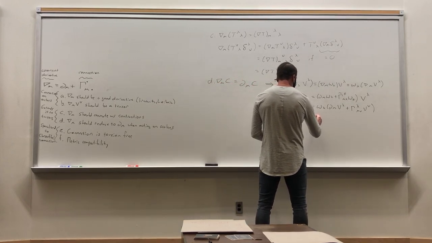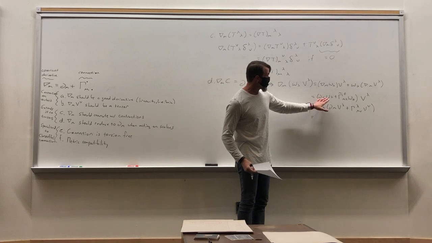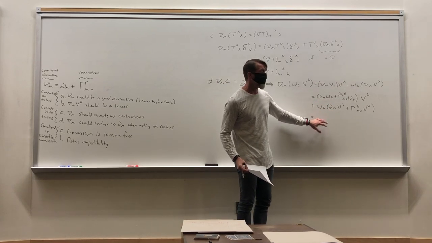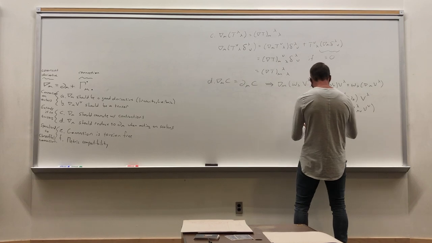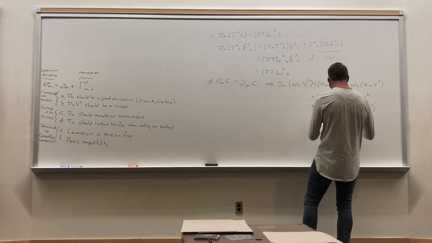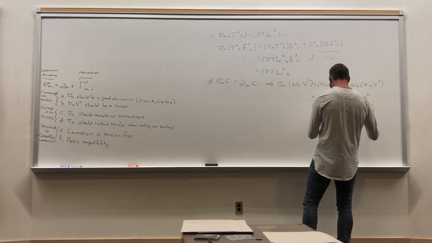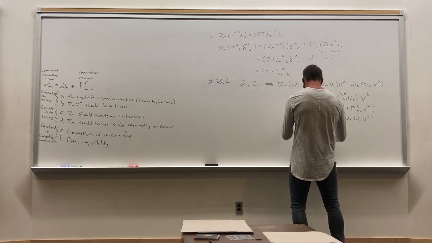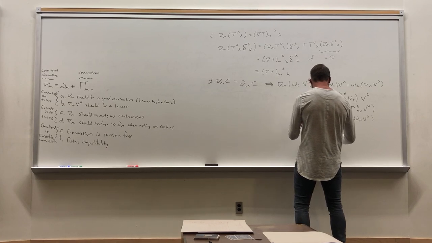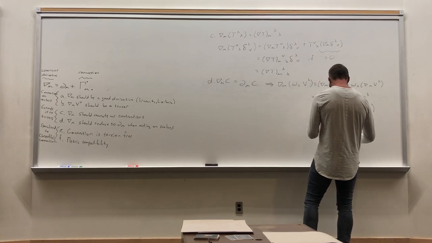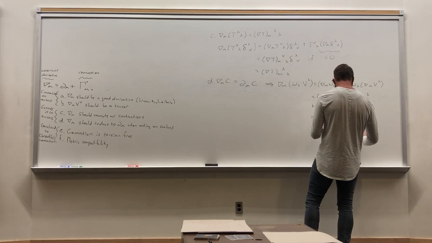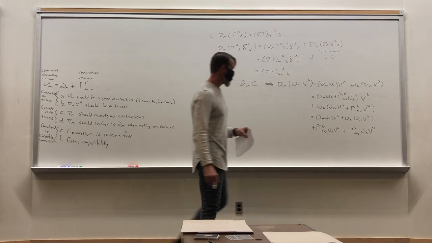Now everybody fasten your seatbelts. I am just going to take the partial derivatives, collect them, and then take these funky connection terms and push them out to the end. So in the end, this is going to be d mu omega lambda v lambda plus omega lambda d mu v lambda plus gamma twiddle sigma mu lambda omega sigma v lambda plus gamma lambda mu nu omega lambda v nu. Okay?